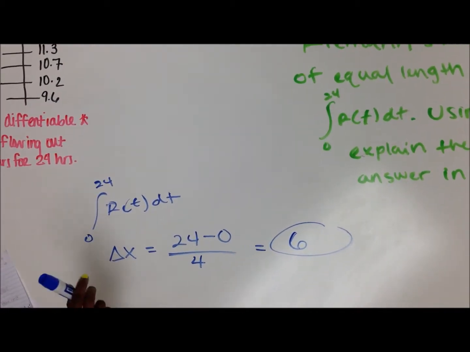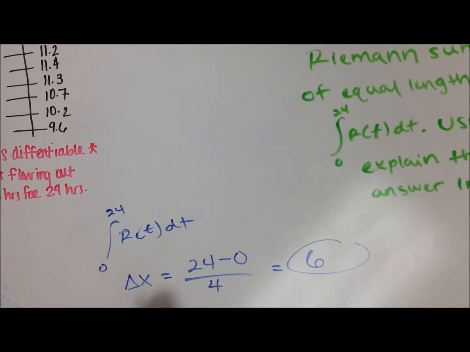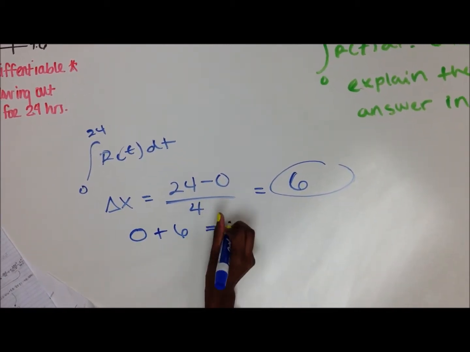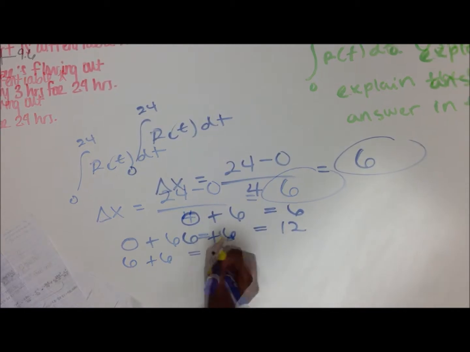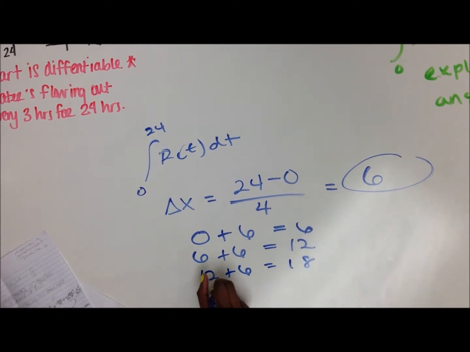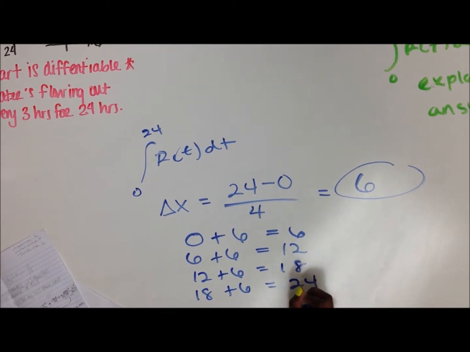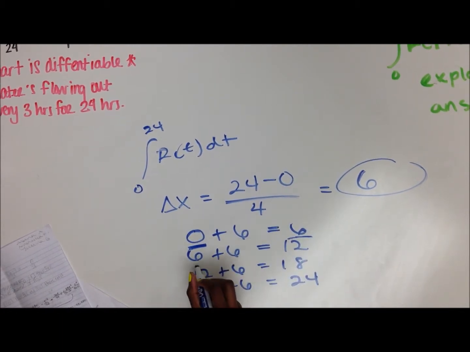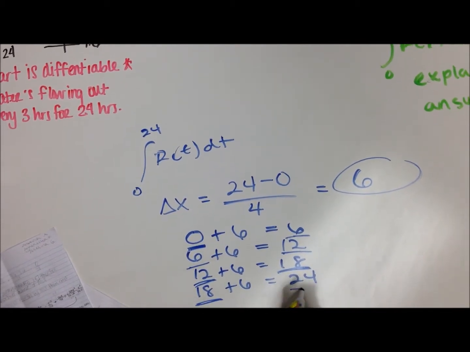Since it's from 0 to 24, and you have 4 subdivisions, you start with 0, and then you add your delta x. So 0 plus 6 is 6. Then 6 plus 6 is 12, and 12 plus 6 is 18, and 18 plus 6 is 24. So you'll take the first and the last term in each row: 0 and 6, 6 and 12, 12 and 18, and 18 and 24.